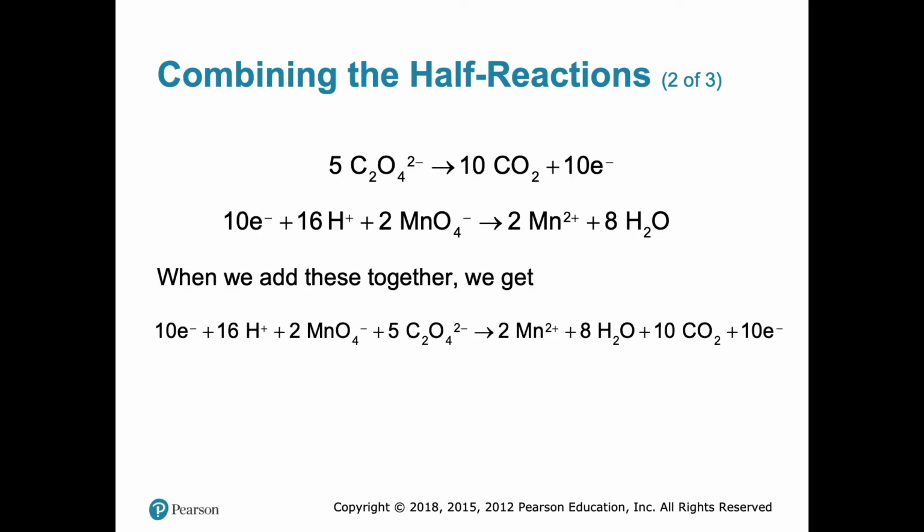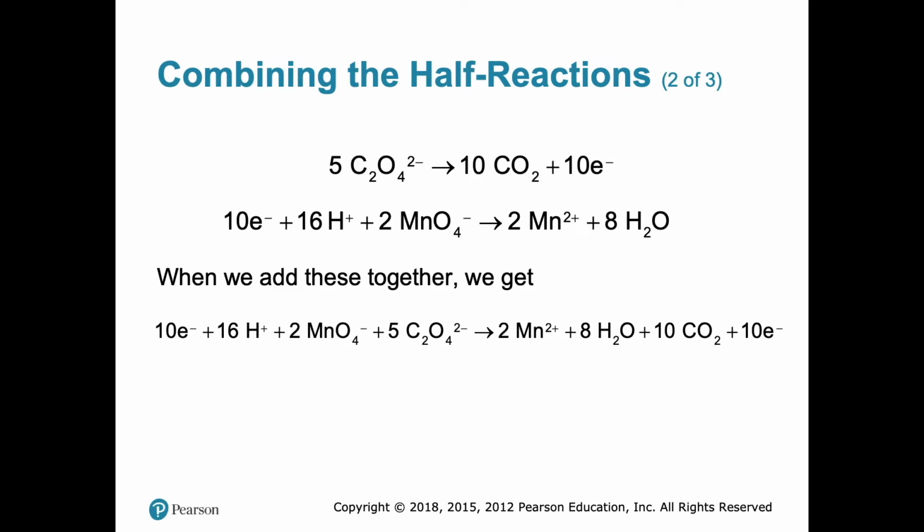And so that gives us the following. Now we've got 5 oxalates makes 10 carbon dioxides and 10 electrons. And then 10 electrons plus 16 protons plus 2 permanganates make 2 manganese 2s plus 8 waters. Then we add both of those reactions to each other, which is as easy as just putting everything that's on the left side together, and everything that's on the right side together.